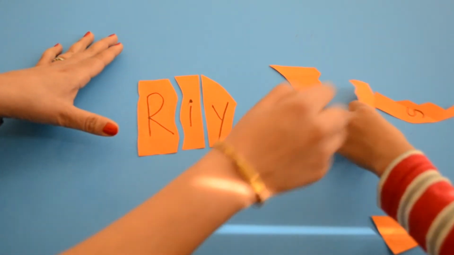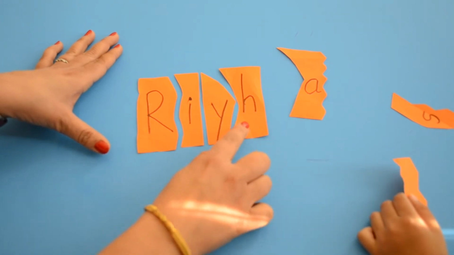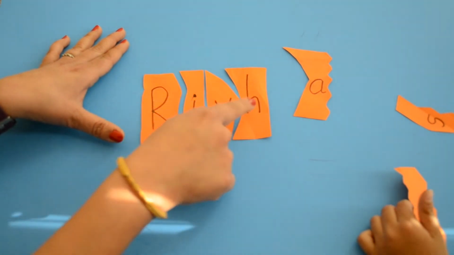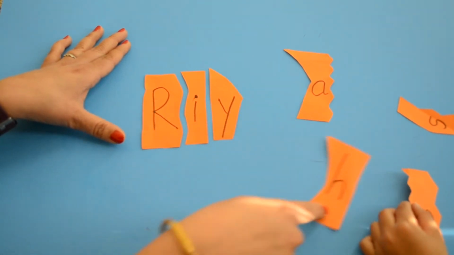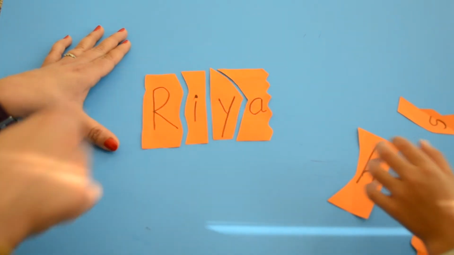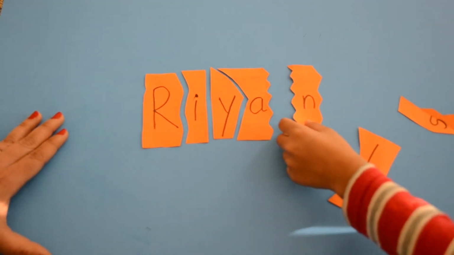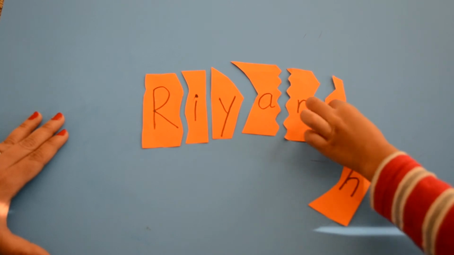Instead of A, if you fit H by mistake, it will not match. So your kid himself comes to know that it's incorrect and he will try to correct it. In this way, he can arrange the letters of his name and he learns his spelling. They will play like it's a fun game.